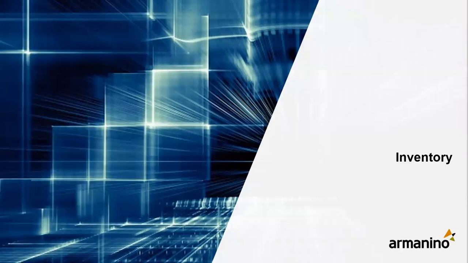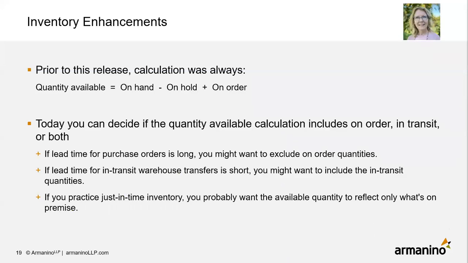Let's talk inventory. For those of you that have the inventory module, some really nice new enhancements here. We continue to see Intacct improving their inventory module. So they've changed the way they're doing their calculation. In the past, quantity available was always calculated by doing on hand minus on hold plus on order. But in the new release, you have the ability to choose what it is that you want to do for that calculation.